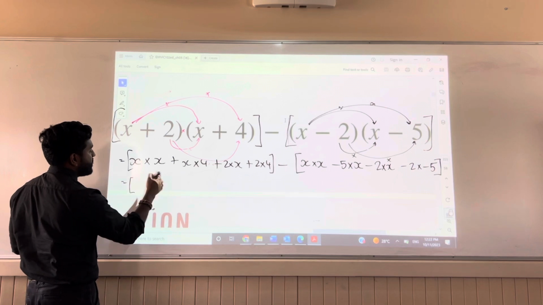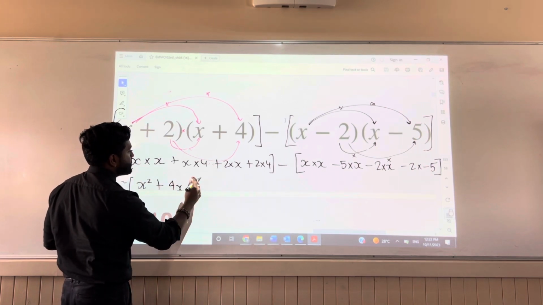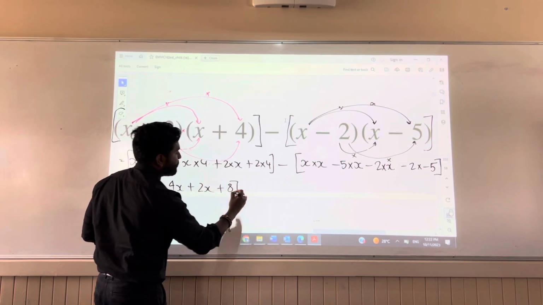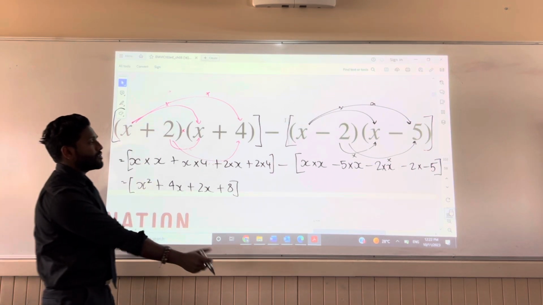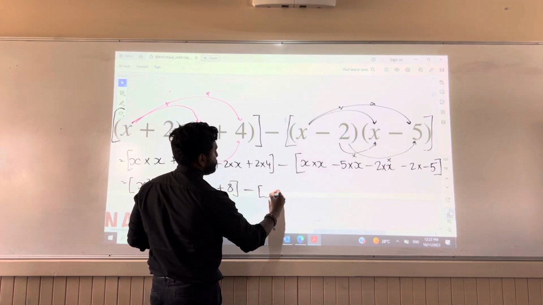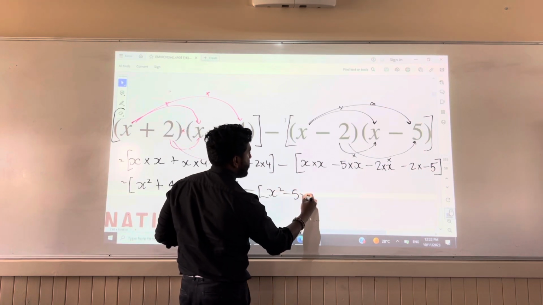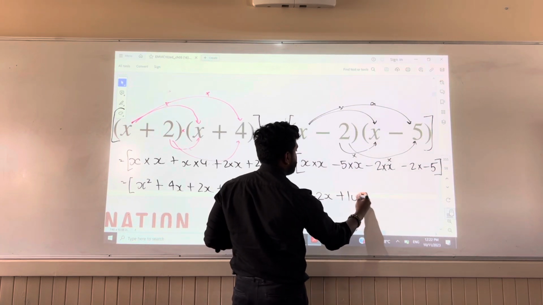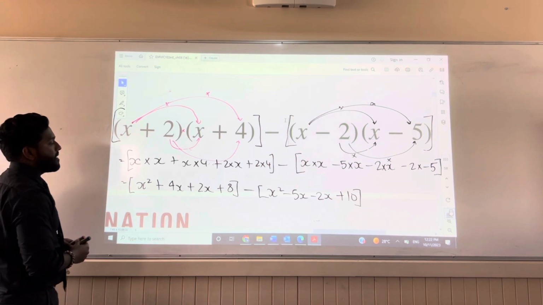Now you're left with x times x is x squared. Plus x times 4 is 4x. Plus 2 times x is 2x. Plus 8. The reason why it's taking quite a long time is because I'm actually explaining it while I'm doing the question. Now, x times x is x squared. -5x, -2x, and then afterwards positive 10. Cool. Now we're left with this last part.